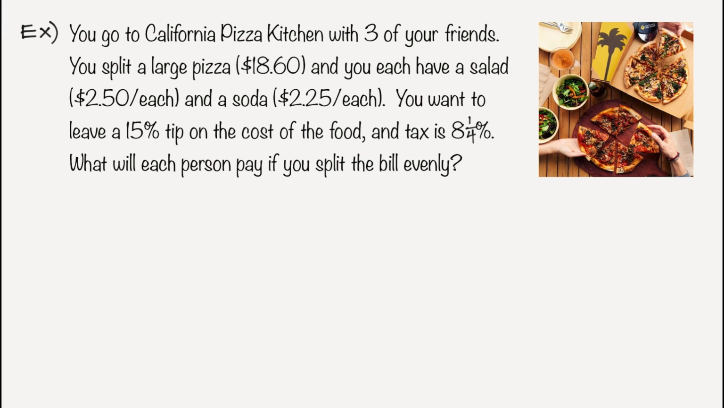All right, here's our final example. We're going to use a lot of color. You go to California Pizza Kitchen with 3 of your friends. You split a large pizza, which is $18.60, and you each have a salad for $2.50 each and a soda for $2.25 each. You want to leave your server a 15% tip, so I guess they were pretty good, and that's just on the cost of food. And tax is 8.25%. What will each person pay if you split the bill evenly?